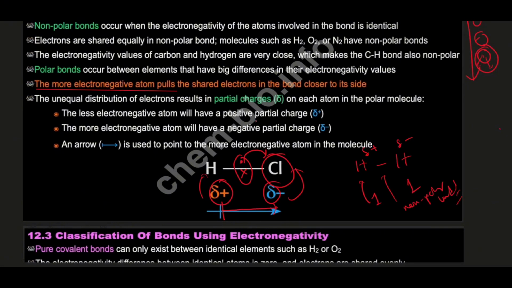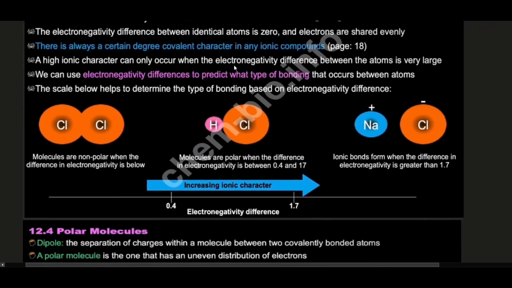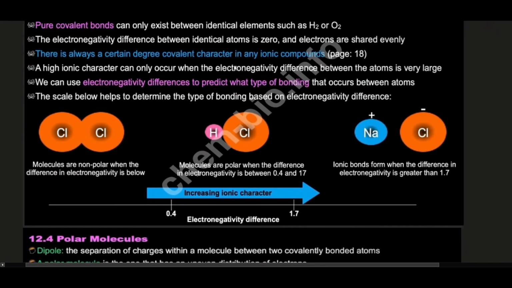So in the case of polar bonds, the bonded electrons will stay closer to the more electronegative element, while in the case of non-polar bonds the bonded electrons will stay at equal distances from both atoms. So that's how it works. If we move on, how can you classify bonds using electronegativity? Well, there are some cases.